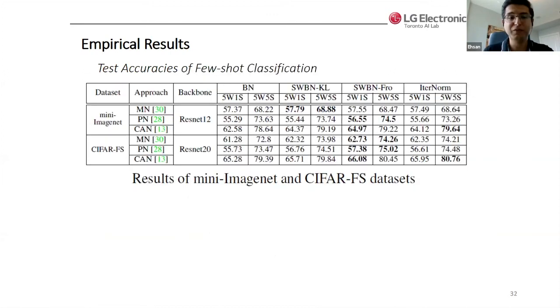Last but not least, we have also applied our SWBN to few shot classification. The previous results that I showed are for the many shot classification problem, but here we're also testing the results on few shot classification. We have chosen some famous methods for few shot classification, such as matching network, MN, prototypical network, and cross-attention network. And on these two datasets, mini ImageNet and CIFAR few shot, we also show that SWBN is improving over batch normalization and ITER norm as well.